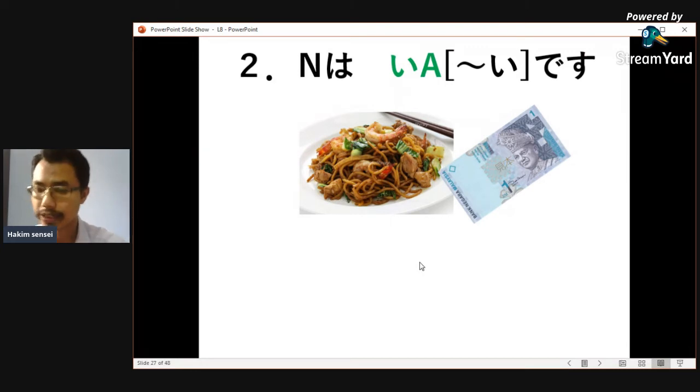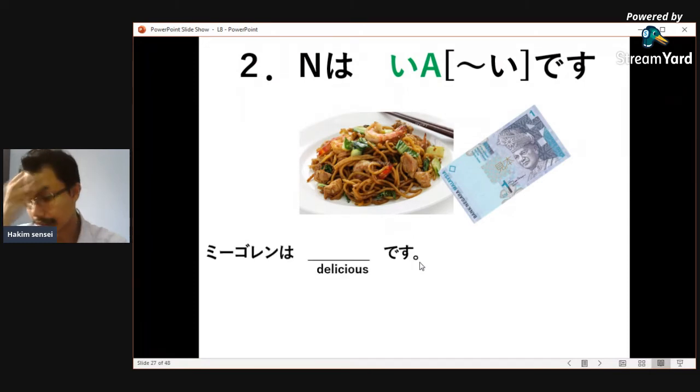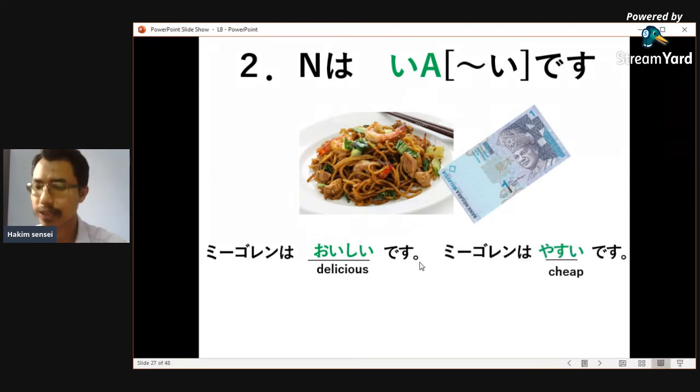Okay, like this one, mie goreng. First, what you can say about mie goreng is delicious, oishi desu. But another thing maybe you want to say about mie goreng is cheap, yasui desu, or maybe 1 ringgit. So actually you can explain more about the mie goreng. You can say also mie goreng is karai desu, hot or spicy. Mie goreng is mazui desu, not tasty, and so on, okay.